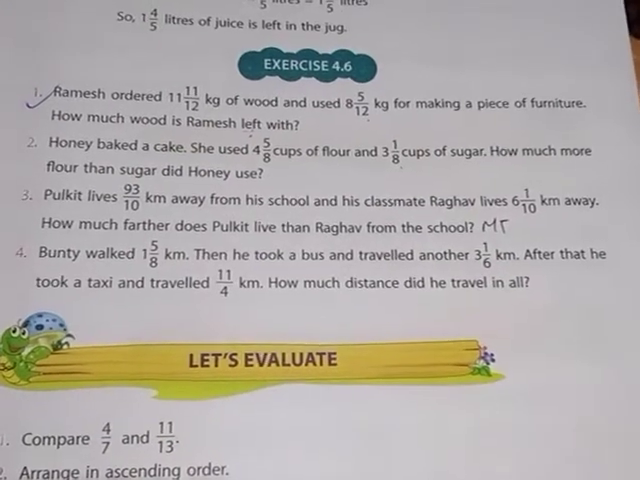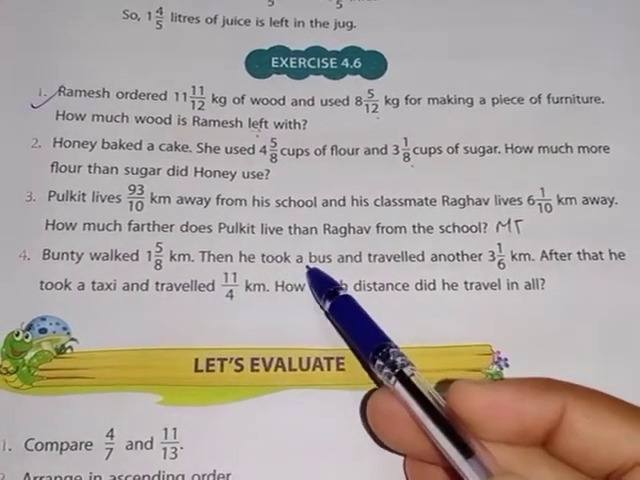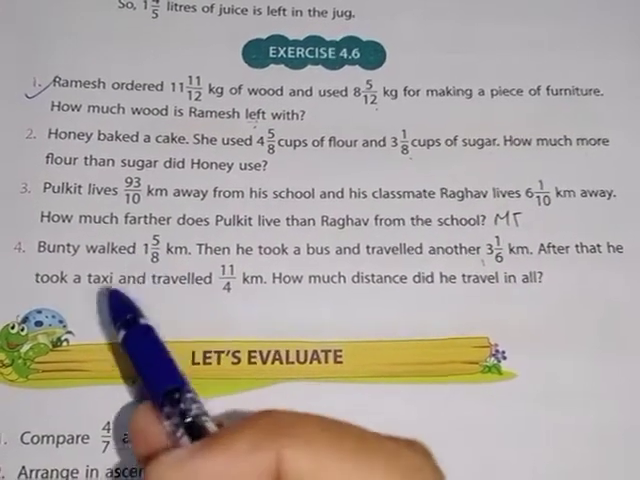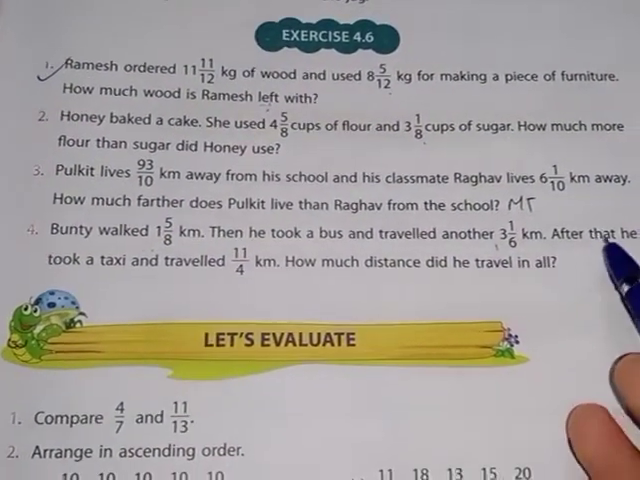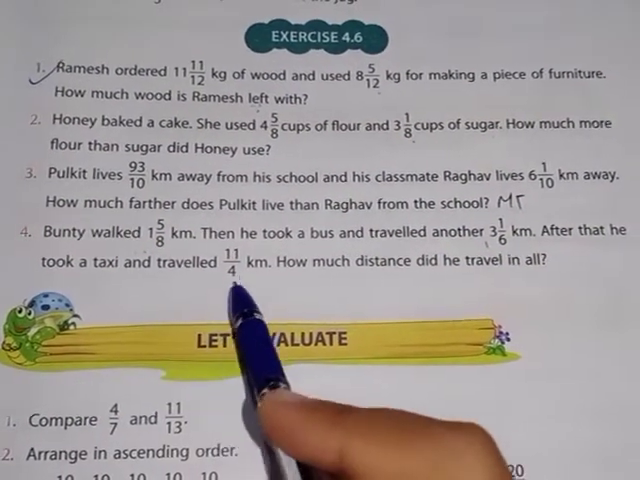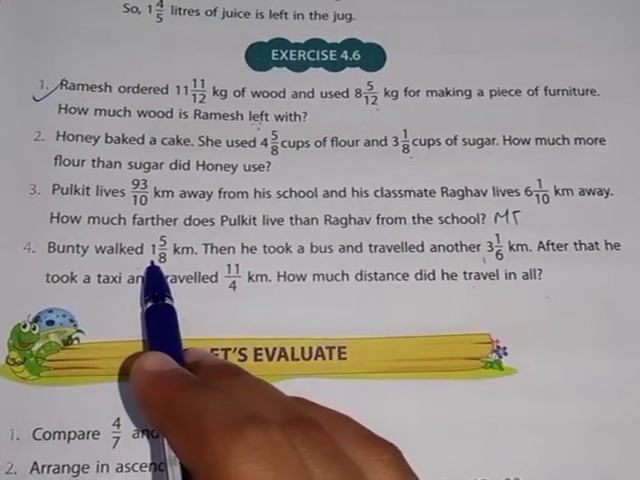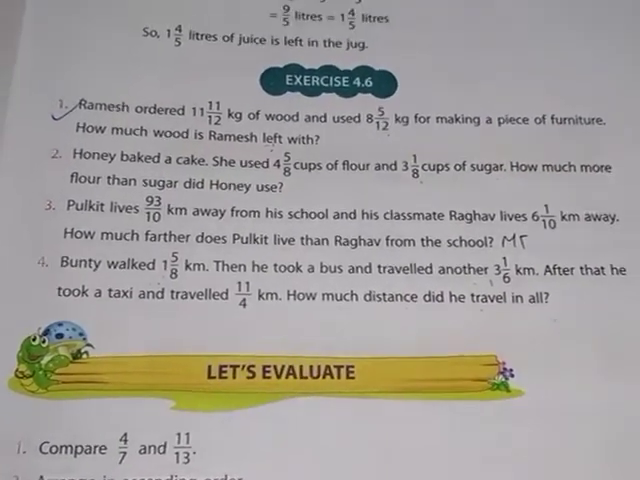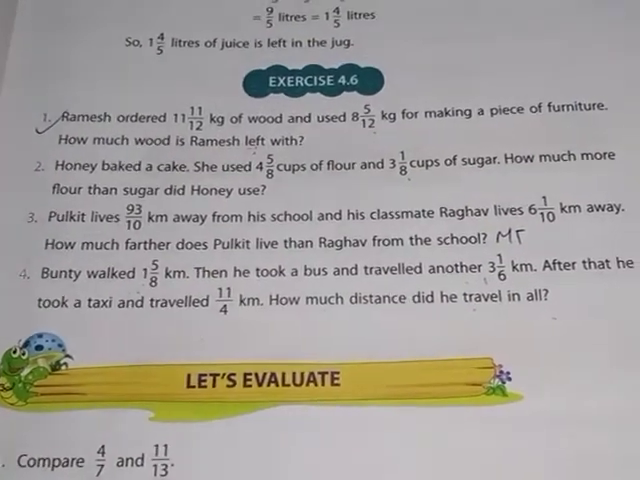Last question is, Bunty walked this much kilometer. He took a bus and travelled this much kilometer. This much kilometer he walked, and this much kilometer he travelled using bus. After that he took a taxi and travelled. What is the total distance? So travelled by walking plus travelled by bus plus travelled by taxi, that is 1 whole 5 upon 8 plus 3 whole 1 upon 6 plus 11 upon 4.